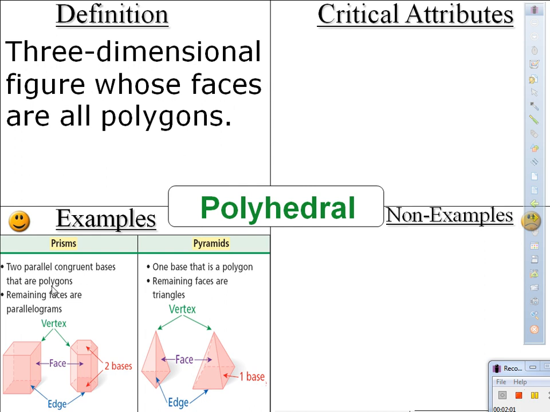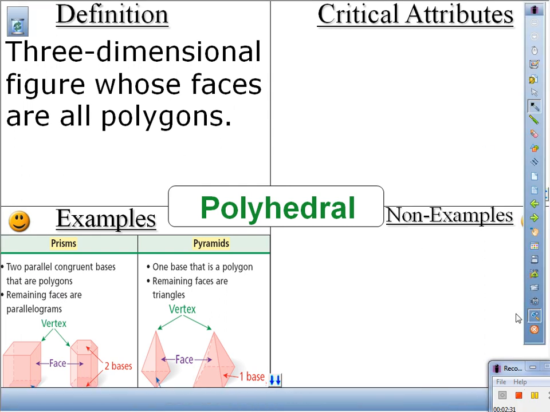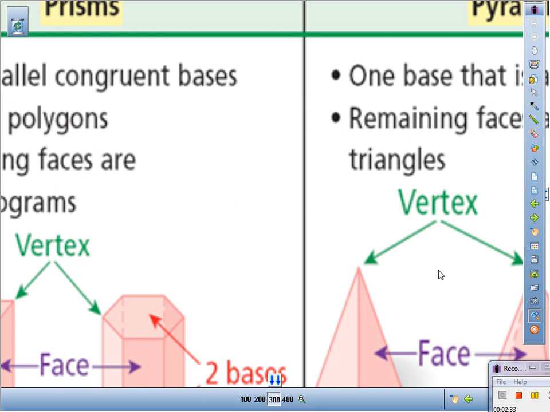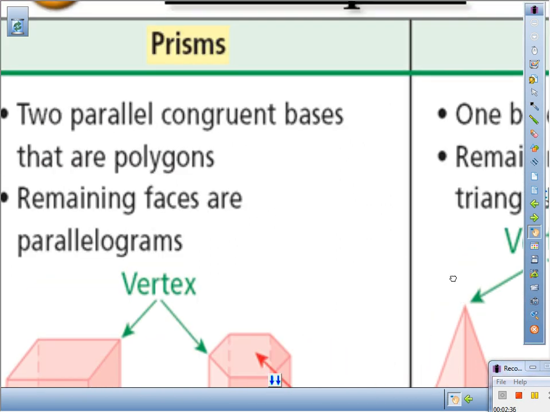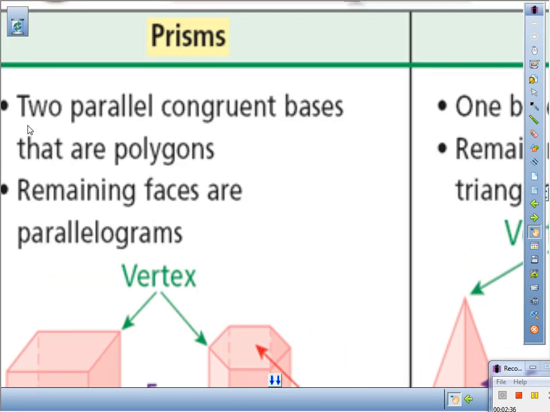All right, I'm going to focus right now on prisms. So, writing utensils down, look up to the screen. Here we go. Prisms. What's so particular about prisms? Well, that they have 2 parallel congruent bases. So let's look at that terminology. Do we know what parallel means? Yeah. That they're the same distance away from each other and they never intersect. Congruent, do we know what that means? Yes, that they measure the same. They're the same measurements. And they are bases.